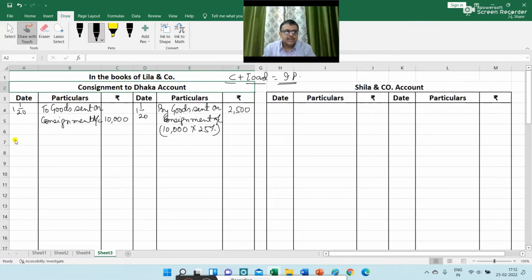Now on the same date, the consignor paid freight and insurance of Rs 600. So I am writing here: to bank account, freight and insurance Rs 600.